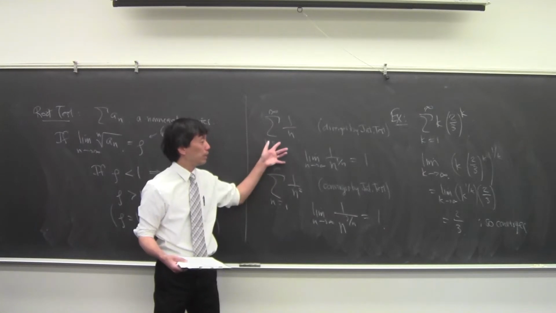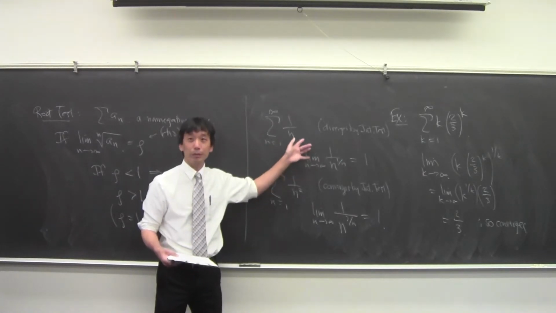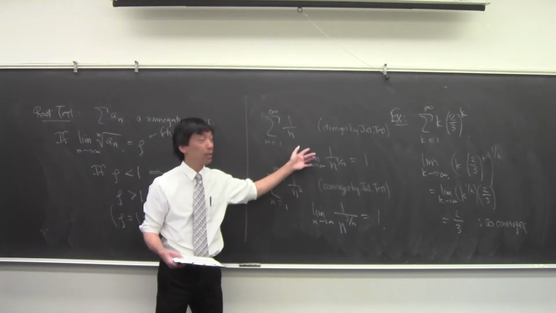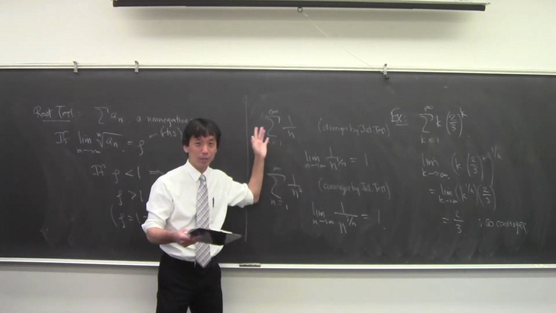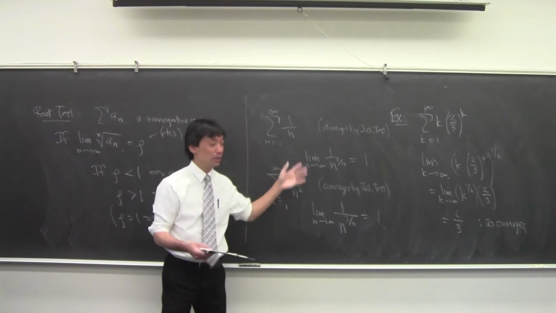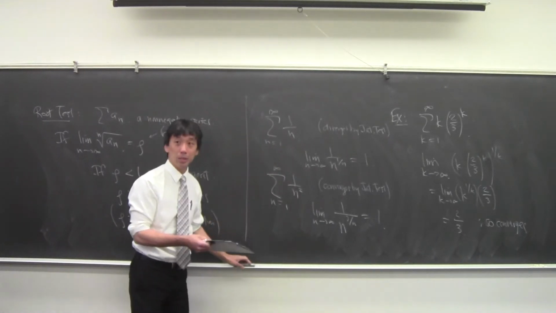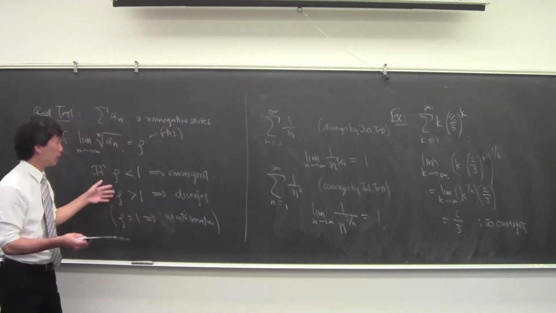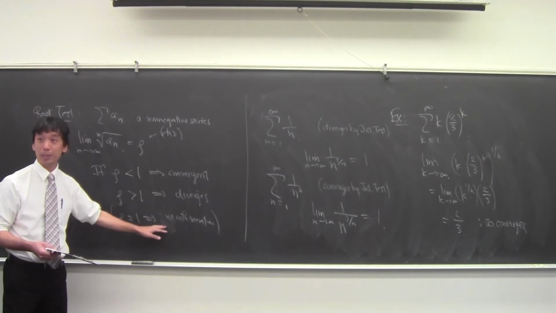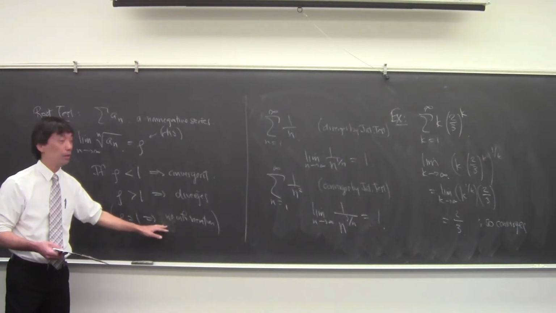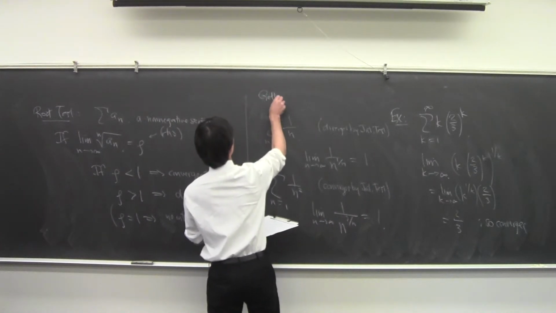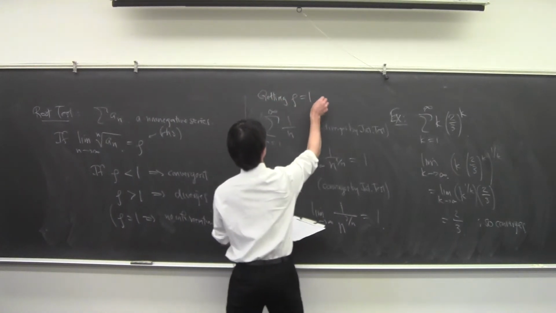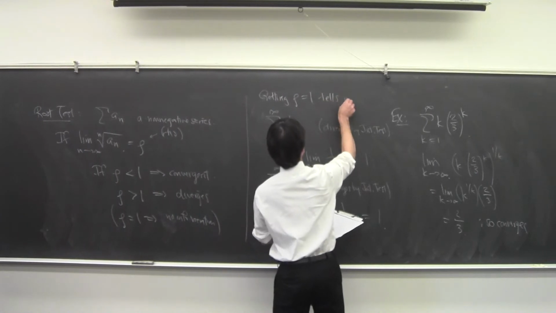So what this says is that if you get a 1, you don't know what's going to happen. It could be convergent, it could also be divergent. Getting a 1 doesn't tell you anything. This is just giving you some examples of why getting a 1 gives you no information about it. So getting a 1 tells you nothing.